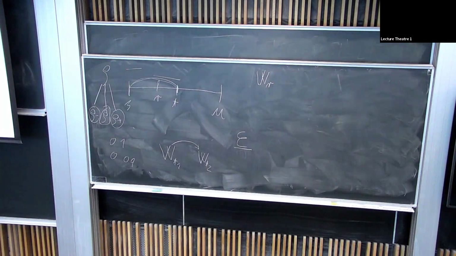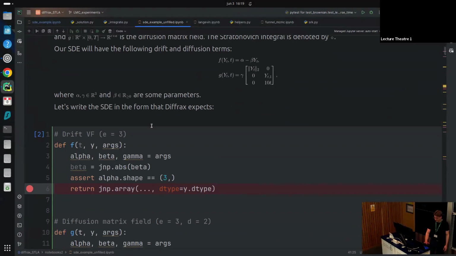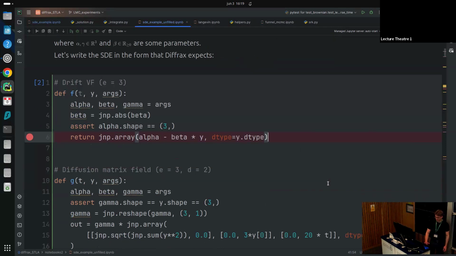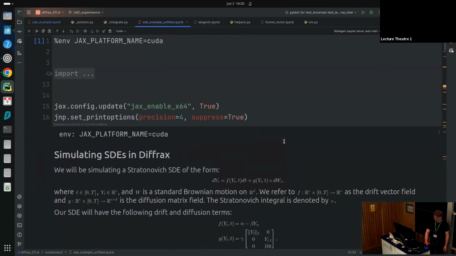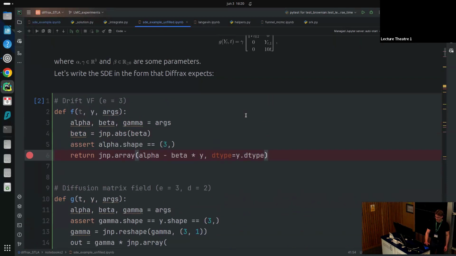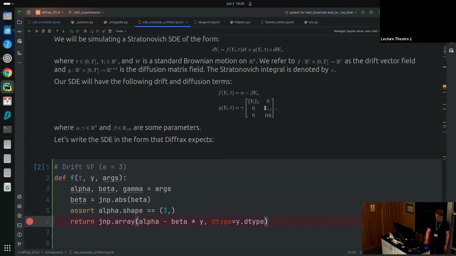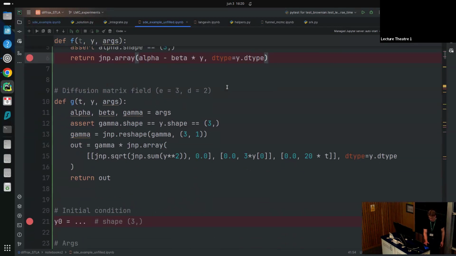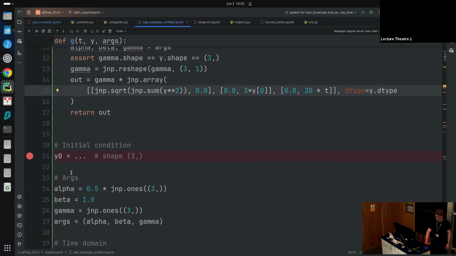Okay. And so here, we said F is alpha minus beta y. So this will just be alpha minus beta y, right? And this is all you need. And then this will be multiplied by dt, right? And then you have the diffusion, which here is a matrix. So it needs to be a 3x2 matrix because we're using a 3-dimensional y and a 2-dimensional Brownian motion. The important thing here is to realize which way the shape is, but you'll be able to see this here in the notebook.